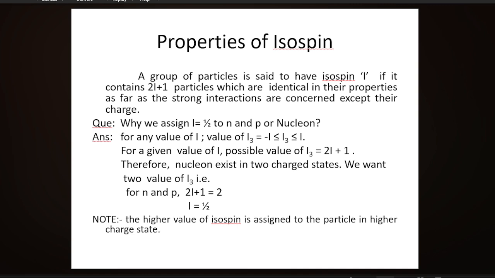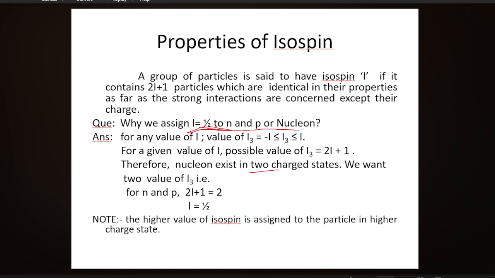Now the question arises why we assign negative half to neutron and positive half to proton or nucleons. Why do we assign the I value for nucleon as half? For any value of I, the value of I3 or Z component lies between minus I to plus I. Therefore, nucleons exist in two charged states.